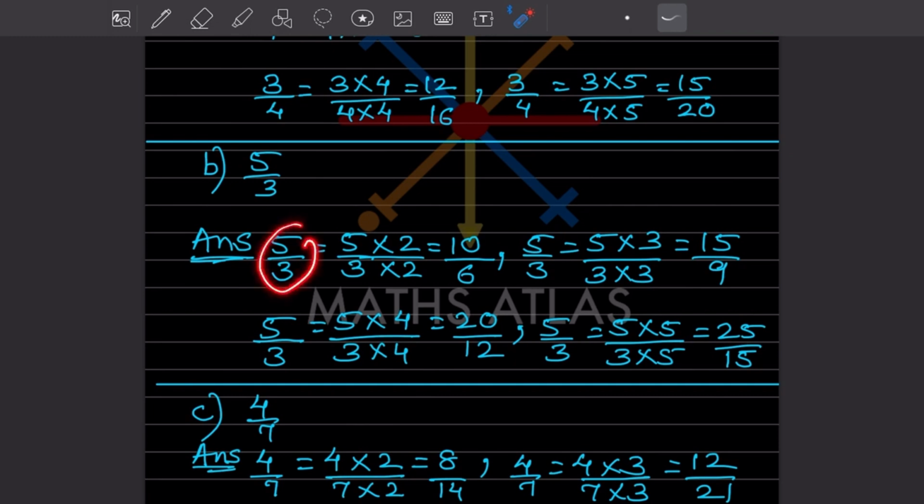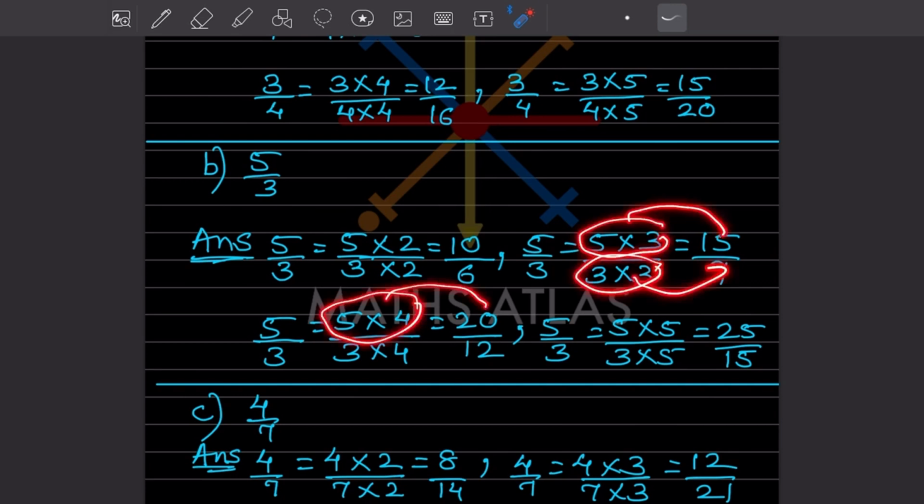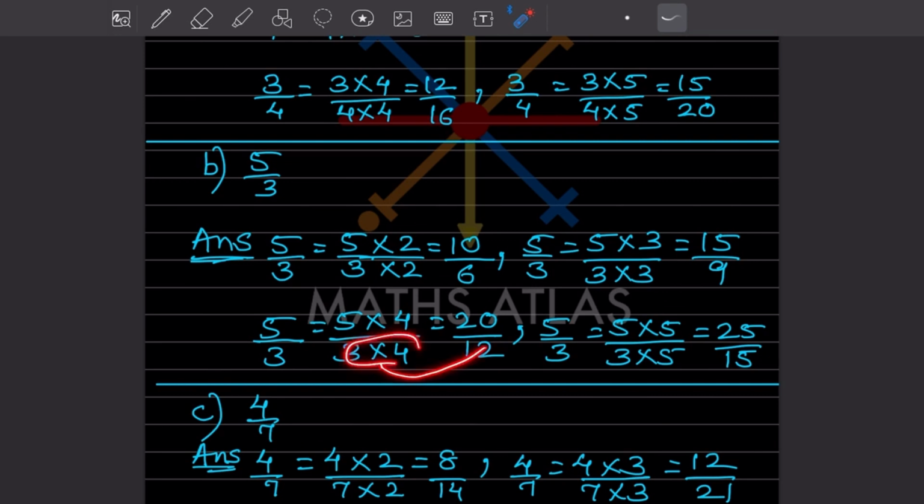So this 5 by 3 is multiplied by 2, both sides, numerator as well as the denominator. What do you get here? 10 and here 6. Multiply by 3, 15, 9. Multiply by 4, 20, 12. Multiply by 5, 25 and 15.